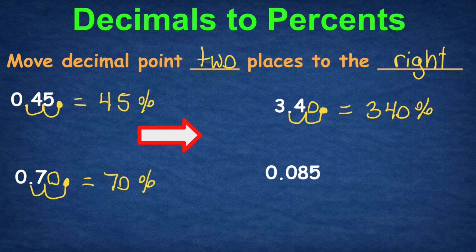In my last example, I'm going to take my decimal and move it 2 places over to the right. 1, 2. So now this decimal as a percent becomes 8.5%. And notice I had to keep my decimal point because I do have a number to the right of that decimal, and that matters. It makes a difference. I was also able to drop those zeros because they don't hold any value to the left of the decimal. So 0.085 as a decimal is 8.5%.